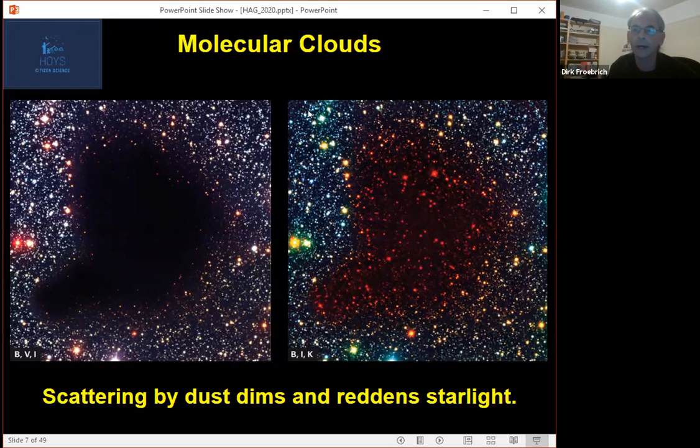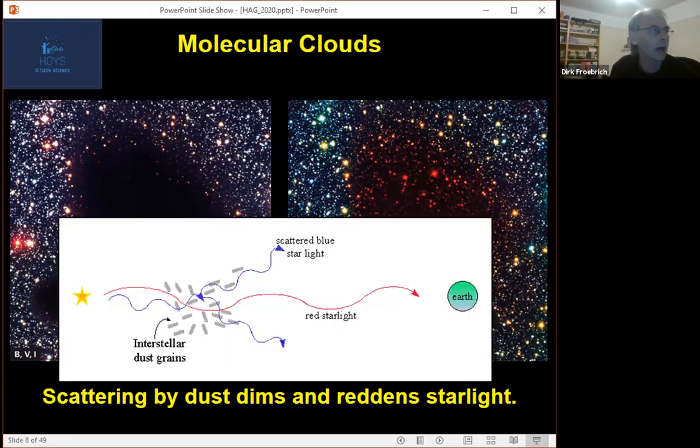If you go to slightly longer wavelengths, to the infrared, then what you see is exactly the same part of the sky, just at infrared wavelengths. You can still see the same outline of the cloud, and the patterns of the stars are the same. But you can start seeing the stars through the cloud at infrared wavelengths. They tend to look red. The simple reason for that is that the blue light from those stars is scattered much more strongly than the red light. It's the same as what happens in our atmosphere.